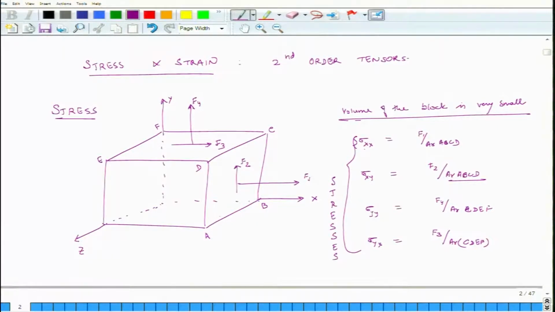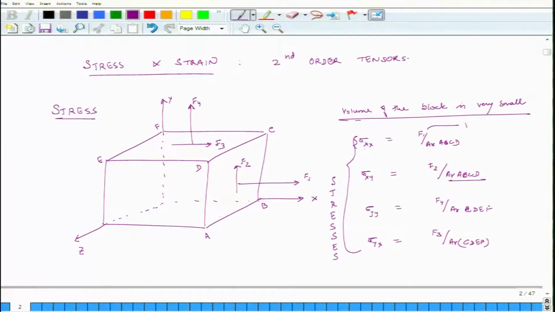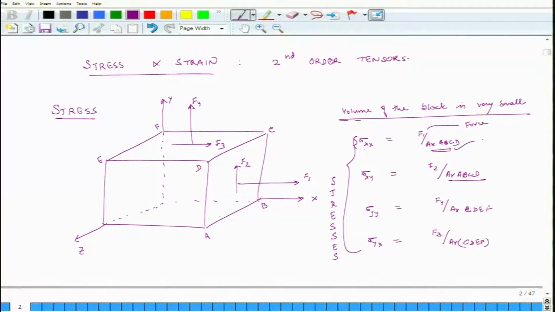We see that the value of the stress depends on 2 elements. It depends first on the force, and it also depends on the area. The numerator is force, and force is a vector, or a tensor of first order. And what about this area? Area is also a vector, because the direction of area is typically defined as the direction of the normal which is perpendicular to that surface. So, this denominator is also a tensor of order 1.